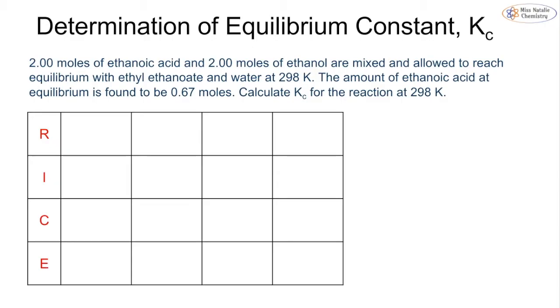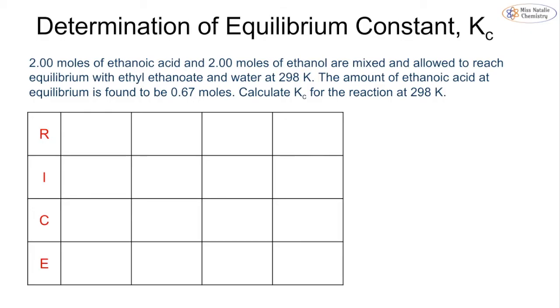So we have 2 moles of ethanoic acid and 2 moles of ethanol being mixed in a closed container and allowed to reach equilibrium with ethyl ethanoate and water at 298 Kelvin. The amount of ethanoic acid at equilibrium is found to be 0.67 moles. Calculate Kc. So you would likely be given the balanced chemical equation for this, or you may be asked to work it out because this reaction does form part of topic 15, but 9 times out of 10 you will be given the reaction here.